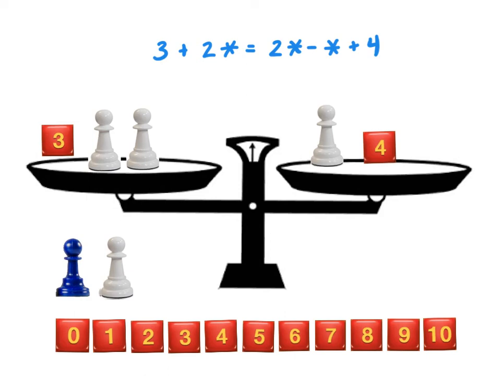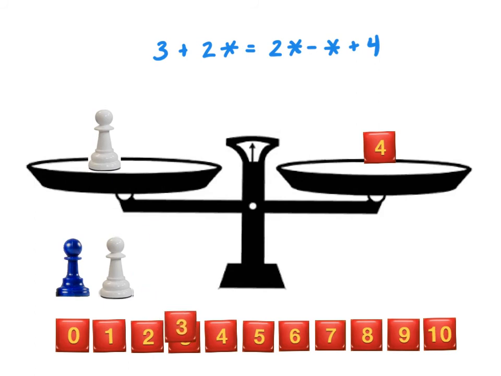Now I can go ahead and make my legal moves. I see a star on each side, and I see cubes on each side. I'm going to take away the smaller value cube, so subtract 3 from both sides. 4 minus 3 is equal to 1, so therefore star is equal to 1.